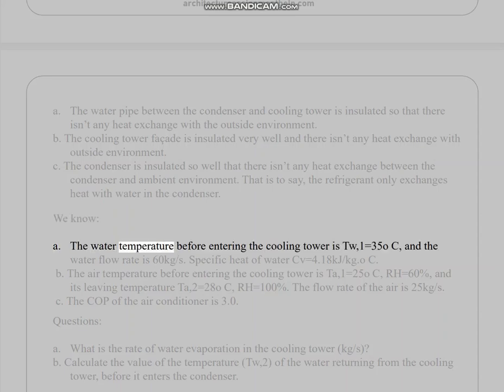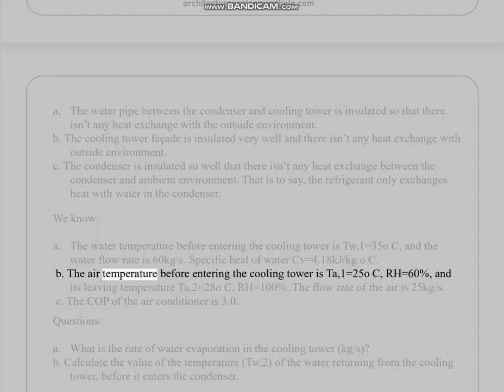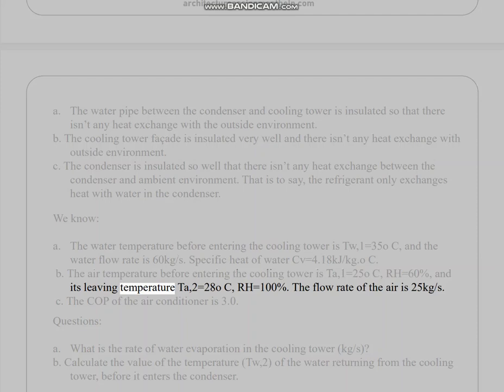A. The water temperature before entering the cooling tower is Tw1 equals 35 C, and the water flow rate is 60 kilograms per second. Specific heat of water Cw equals 4.18 kJ/kg·°C. B. The air temperature before entering the cooling tower is Ta1 equals 25 C, RH equals 60%, and its leaving temperature Ta2 equals 28 C, RH equals 100%. The flow rate of the air is 25 kilograms per second. C. The COP of the air conditioner is 3.0.